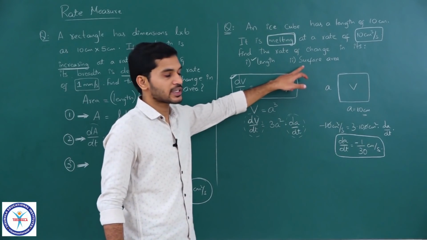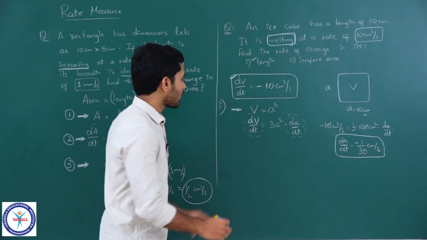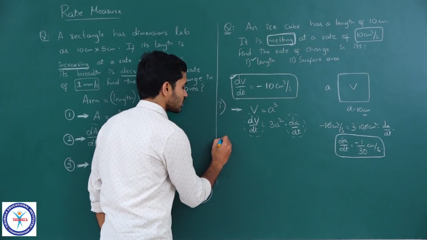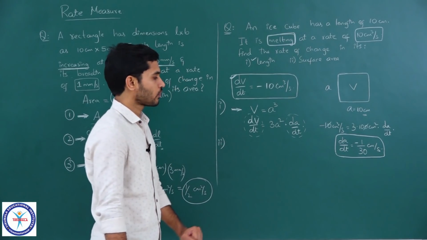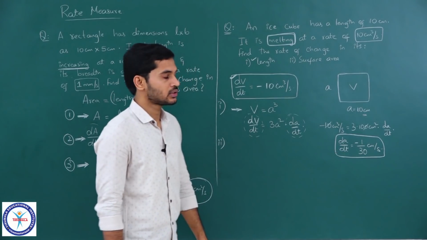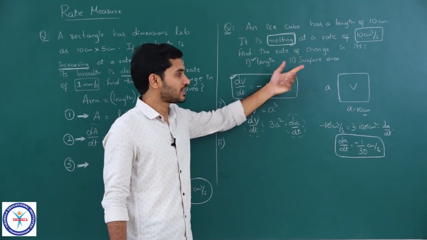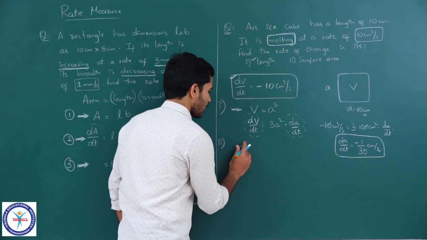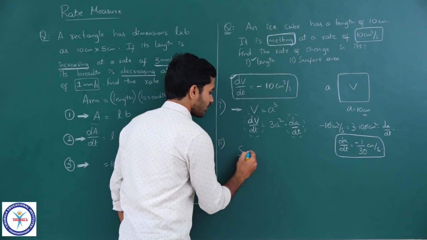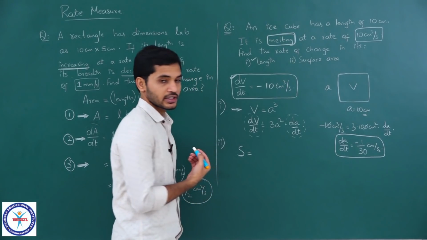Now, we have the second part as well, in which we need to find the rate of change of surface area. So, I know dA by dt already, I need to find the rate of change of surface area. So, let us represent it with S. So, what is the relation? First we will have to write the relation, then differentiate it, correct?